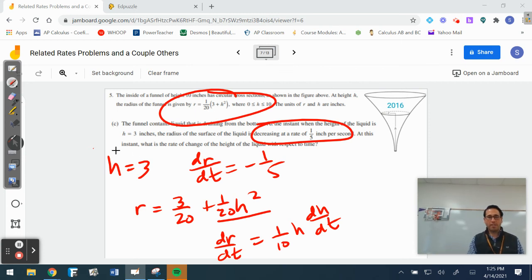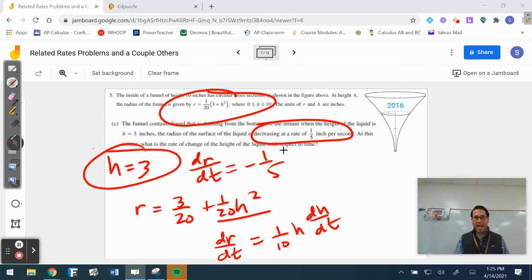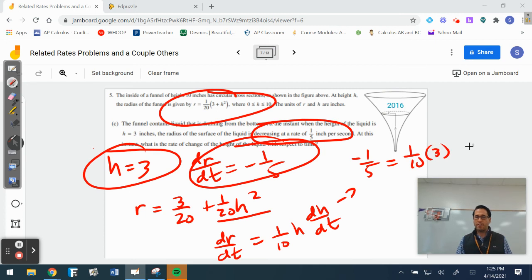And then to get the answer here, you plug in that, you plug in that. Negative 1/5 equals 1 over 10. You got a 3 there. dh/dt, that's 3/10. If you multiply by the reciprocal, you get your dh/dt.